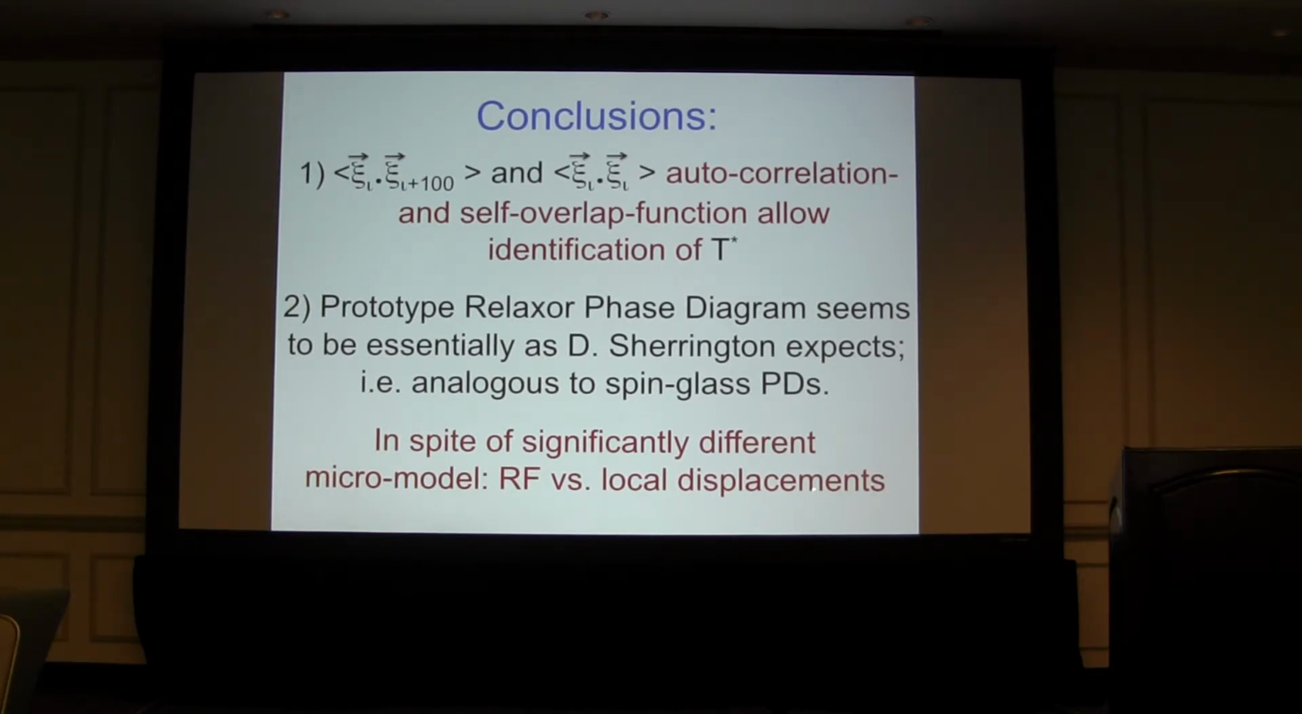And so in spite of the very significantly different atomic models for what's happening, we use random fields, he just uses these local displacements and frustrated random bonds, we seem to get essentially the same phase diagram.